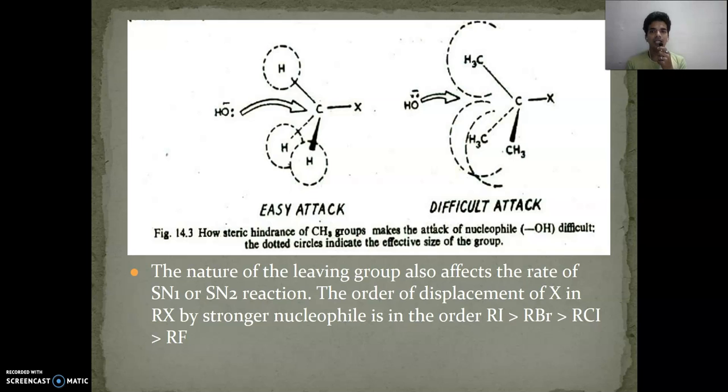It is denoted by the dotted circle which indicates the effect of the size of the group. So the nature of the leaving group also affects the rate of the SN1 and SN2 reaction, the order of displacement of X by a stronger nucleophile. In order of that, first is iodo, bromo, then chloro, and then finally fluoro. That is, which type of group is present also gives an idea about how it affects the mechanism of this reaction.